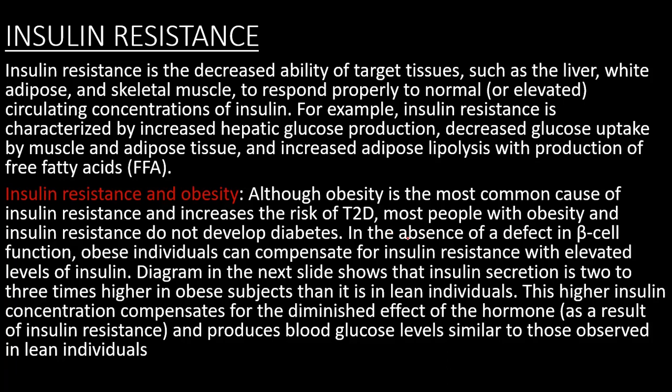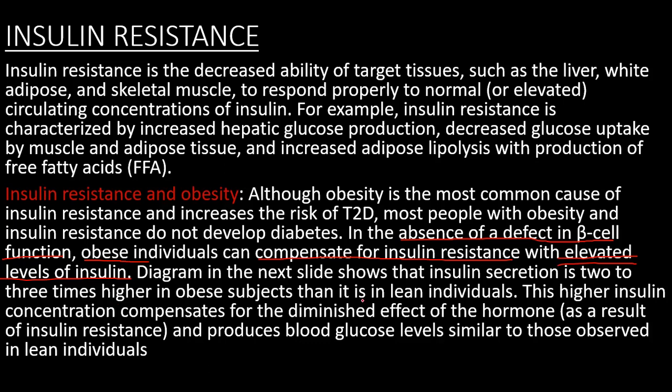Now, in the absence of a defect in beta cell function, an obese individual can compensate for insulin resistance. How will they compensate? There will be elevated levels of insulin. That is how they compensate for the insulin resistance. I have a diagram on the next page to show you how this occurs.